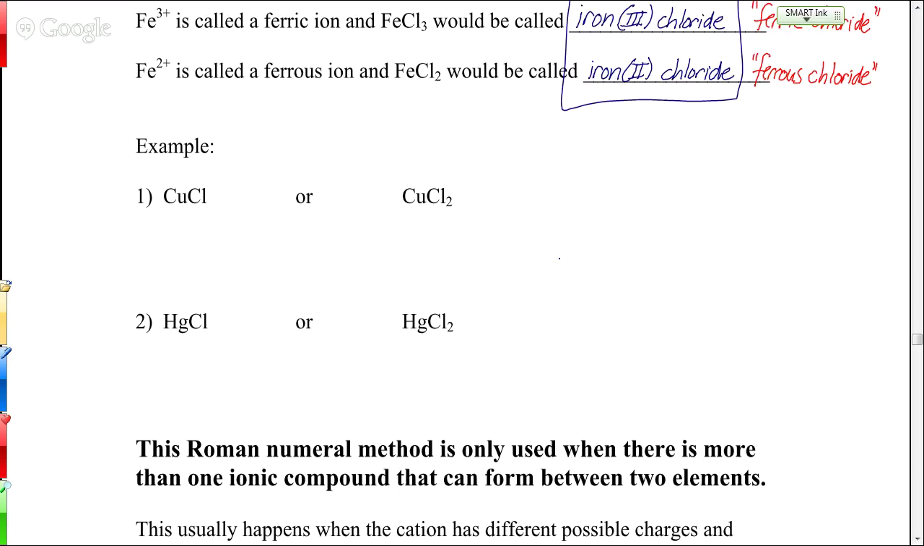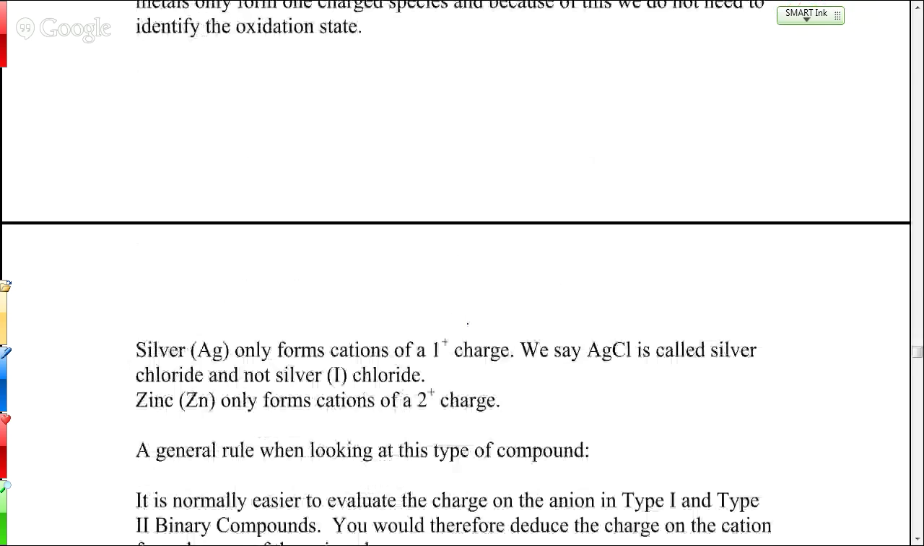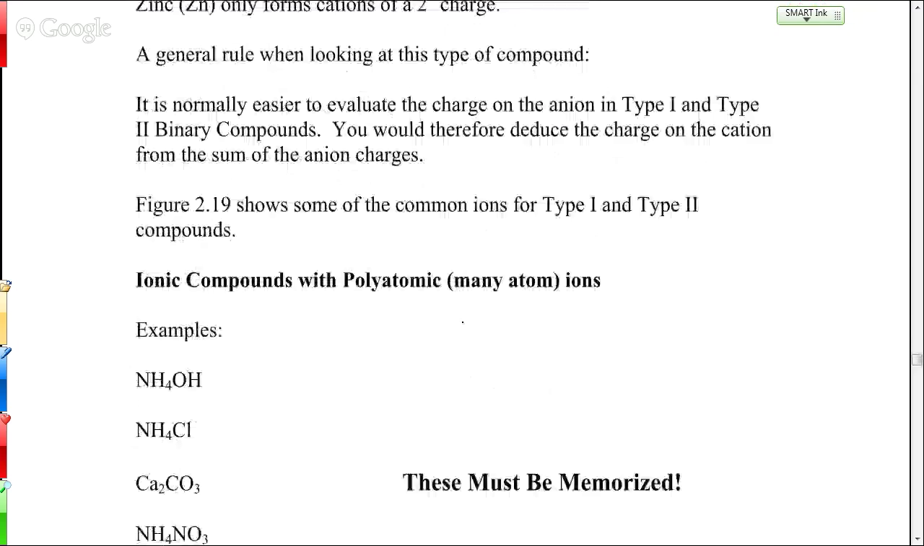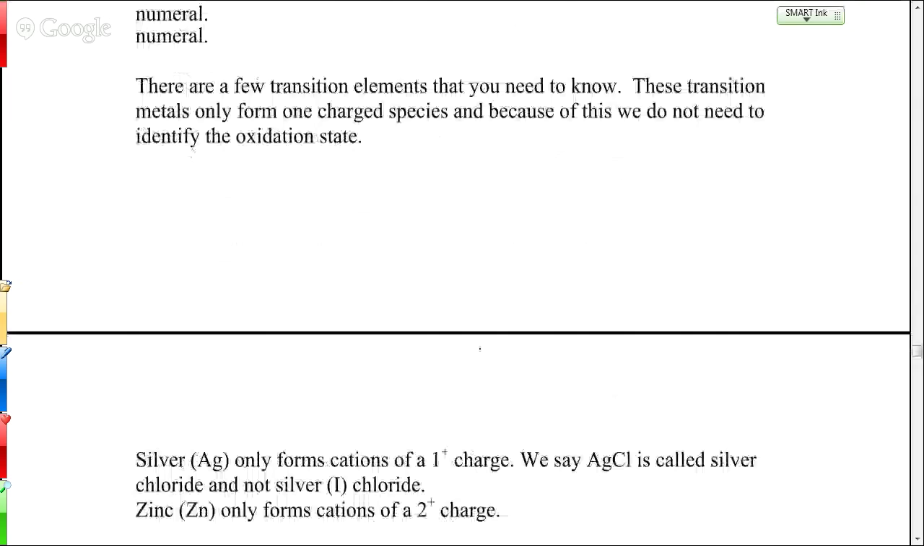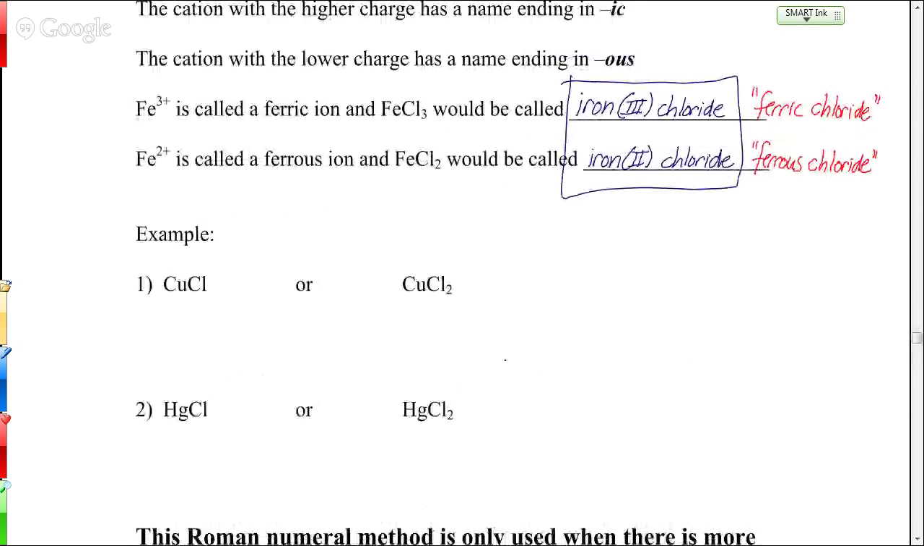Mercury 1 chloride, and this would be mercury 2 chloride. Okay, let's look at a couple different ones because sometimes this can get a little bit confusing, and I want to show you why or where that might become confusing.